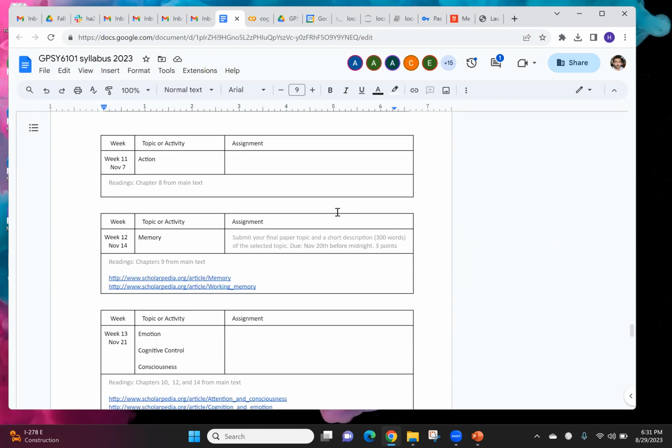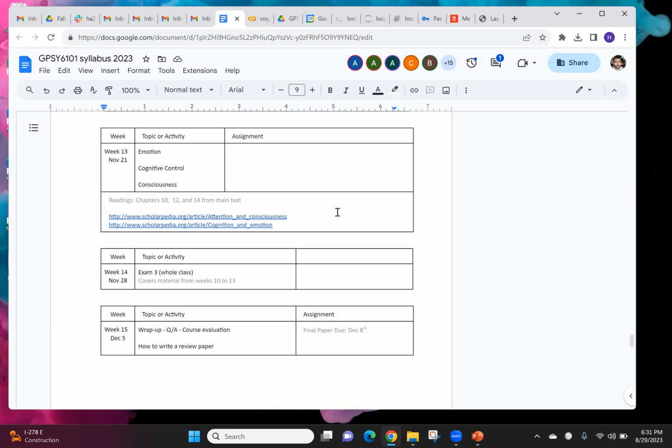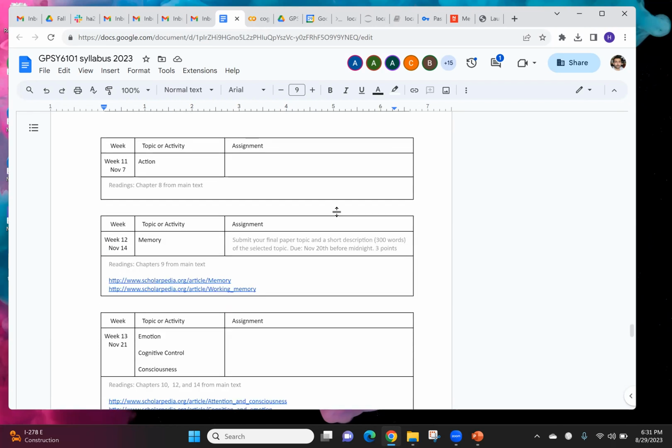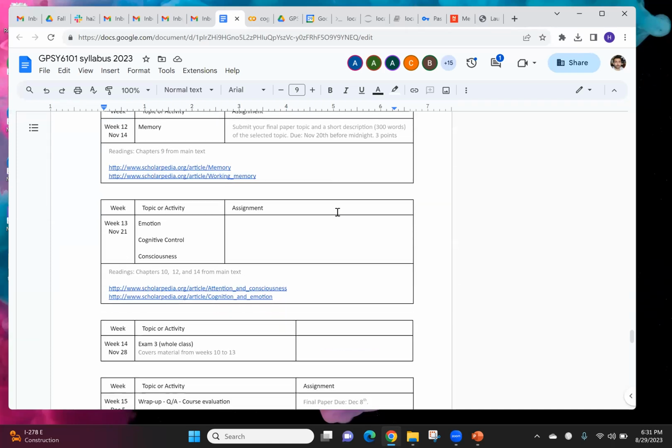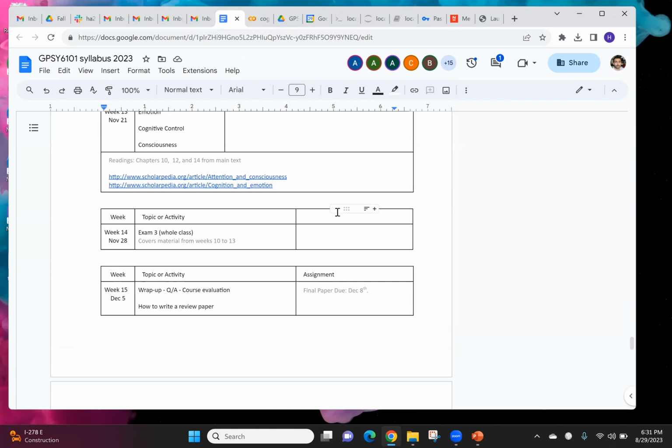Then it would be the last module of the course. We have basically 3 of them. We talk about action, memory, and then we talk about some more high-level stuff like emotion, cognitive control, and if we have time, maybe consciousness. Then we have exam 3.